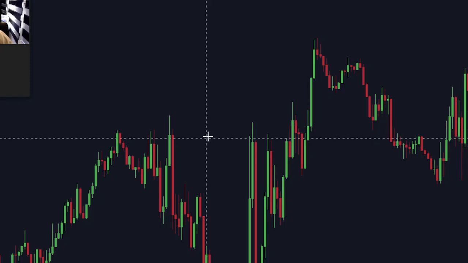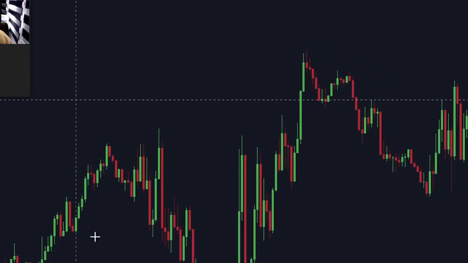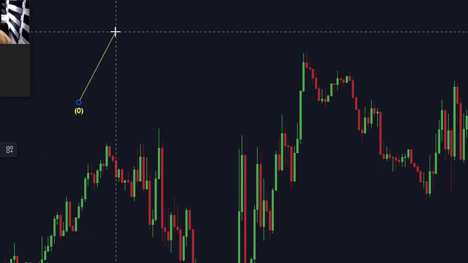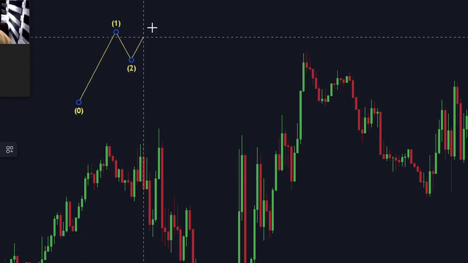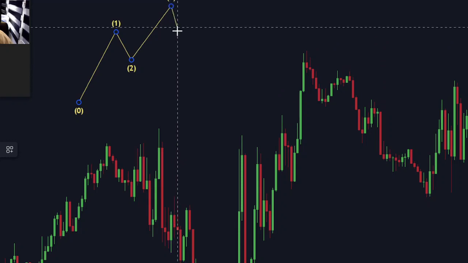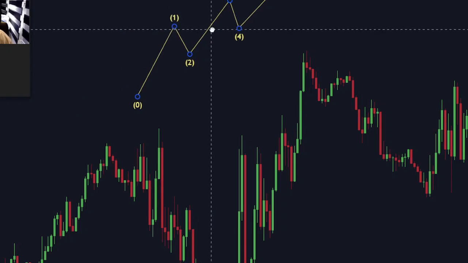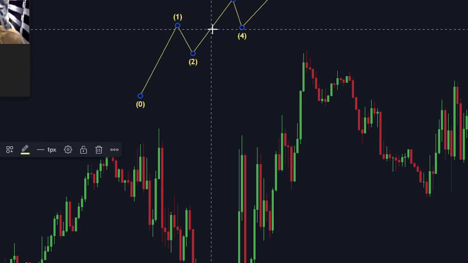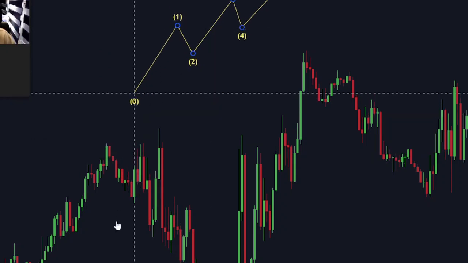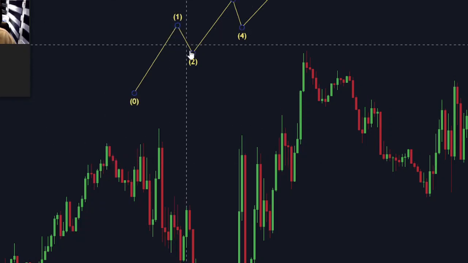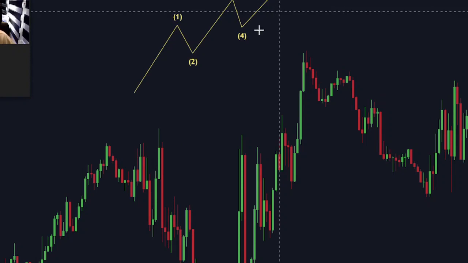I remember. Okay, so we said that the market has five waves: wave one, two, three, four, five. This is basically how the market moves, because the market doesn't move in a straight line like this. It moves in an up-down type of movement.